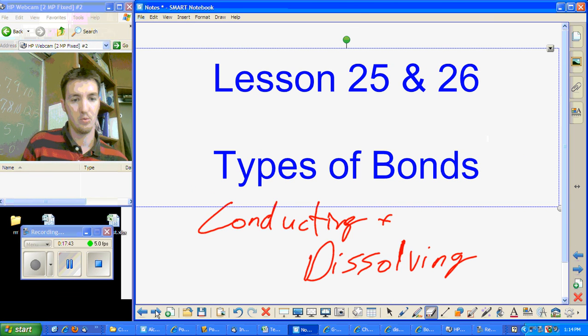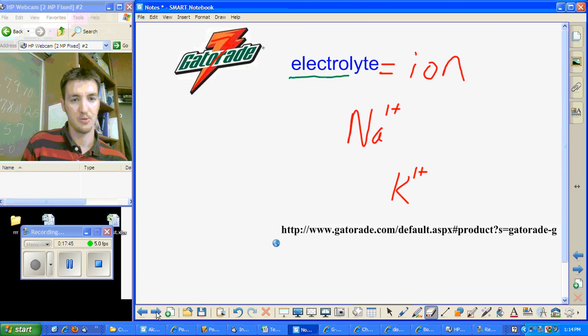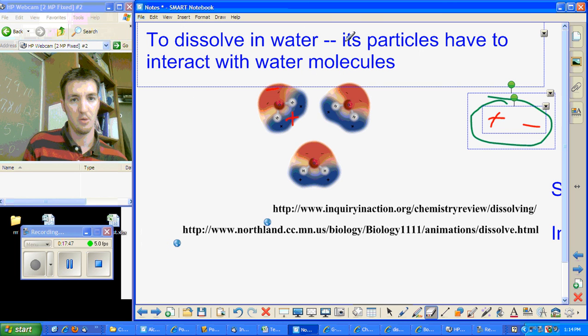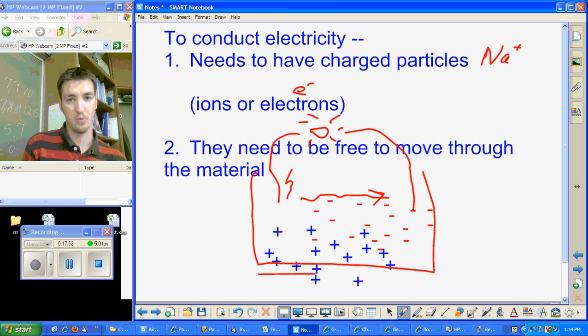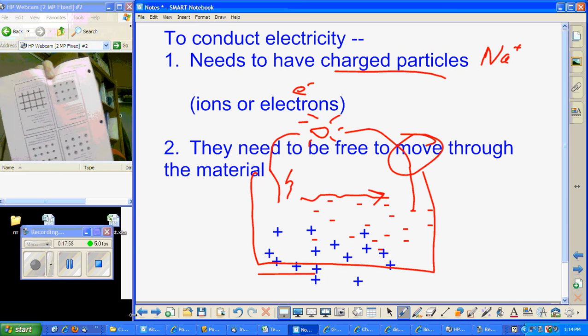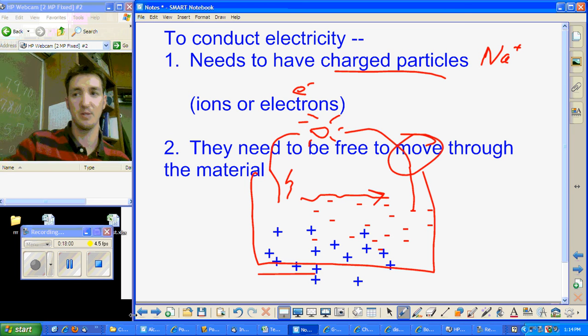So, why do things conduct and dissolve? It has to do with interacting with water molecules, and it has to do with charged particles that can move. So next time we'll finish up talking about this, make some sense out of it, and the type of bonds. Take care.